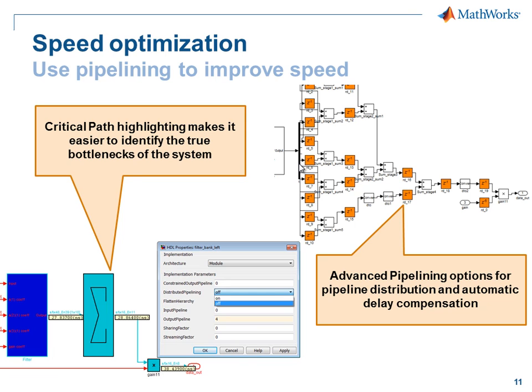We also looked at ways we could improve speed, for instance by using pipelining, and here we used the critical path highlighting as a way to understand which parts of my design were critical. And then we made use of some of the advanced pipelining options for pipeline distribution, automatic delay compensation, and additionally we could also use constrained retiming to influence the model retiming.